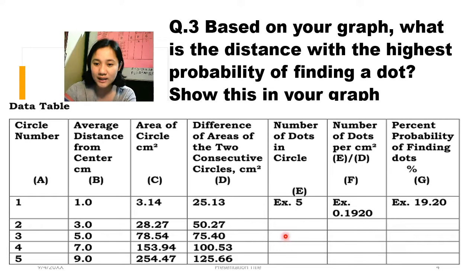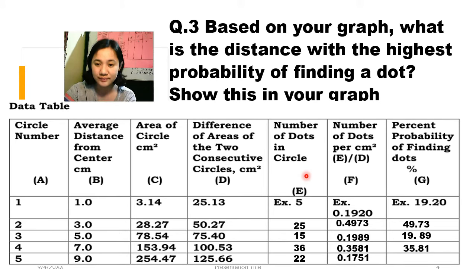Okay, so lagyan natin to ng data. Halimbawa lang, ito yung mga data na meron. So meron tayo 25 dots sa 3 cm, and then 15 dots sa 5 cm, 36 dots sa 7 cm, and 22 dots sa 9 cm. So halimbawa lang yan. Ang total niyan lahat ay 100 dots. Diba? Yun yung pinagagawa kanina. 100 dots daw na nasa bond paper. Now, ito yung sagot naman niya sa F, sa column F, and sa column G. Okay, so given na yan.